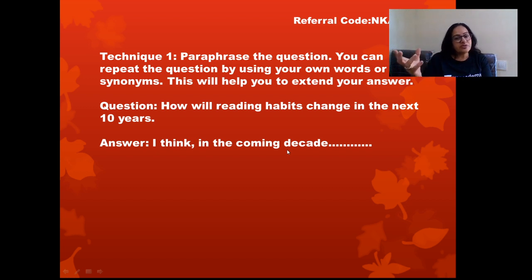You can repeat the question by using your own words or using synonyms. That is just up to you. If you can start the answer straight away, that is also okay, but in case you feel that the answer you are giving can be short, you can just paraphrase the question and start in your own words and answer the question. This will definitely help you to extend your answer and give you some more time on speaking.